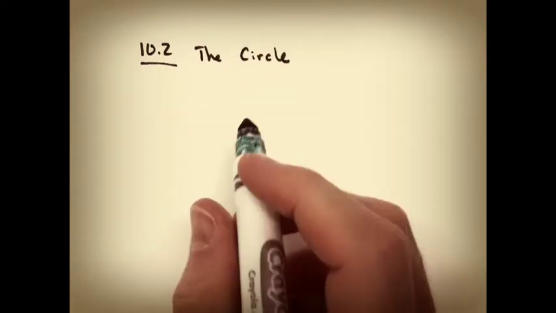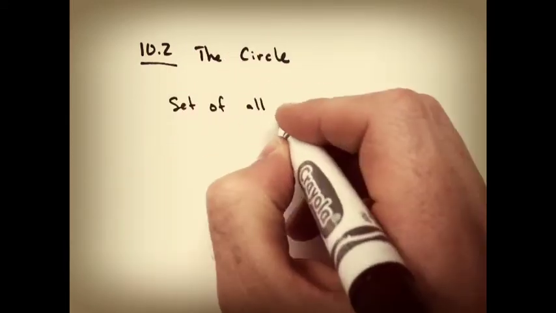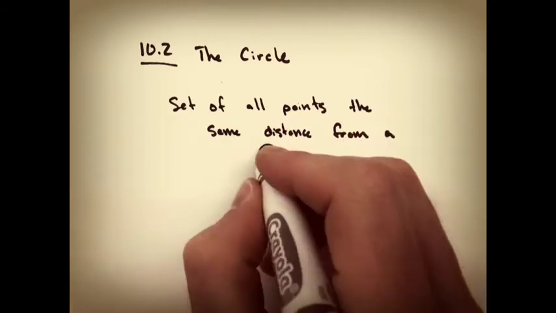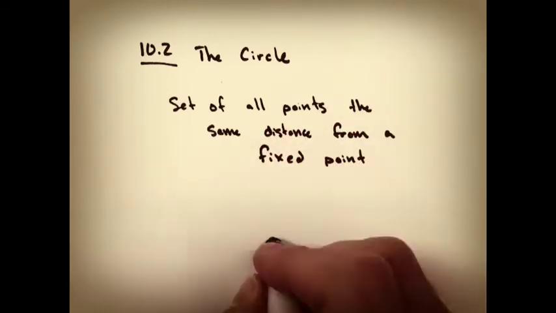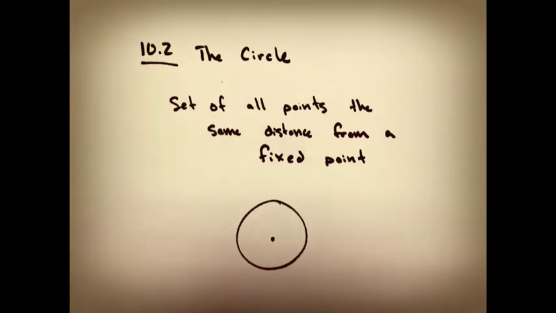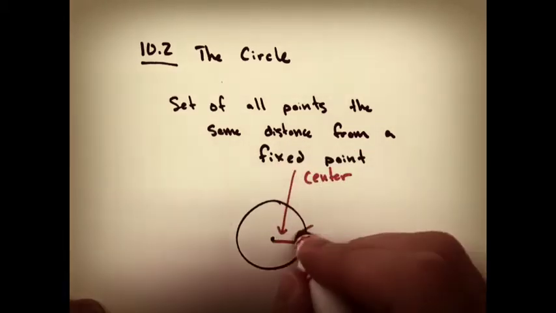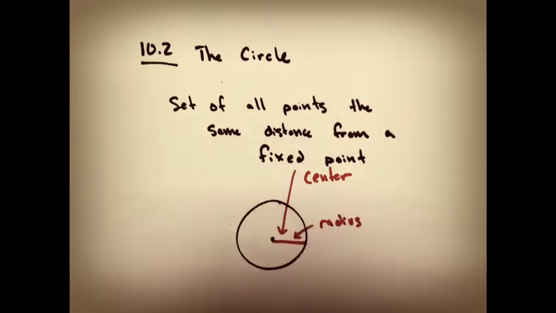Now we all know what a circle is. It's a set of points that are the same distance from a fixed point. That's the formal definition of the circle. And as we know it, there's a center, and then there's all the points that are around it, the same distance, we call a radius.